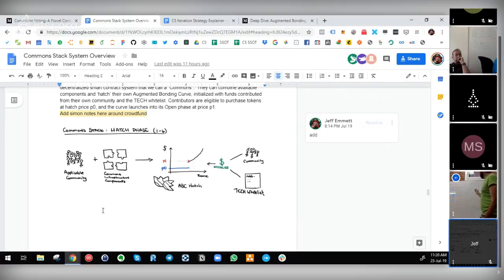Okay, so we're in the hatch phase. There is no bonding curve. The bonding curve is initialized by the hatch phase. In fact, the actual shape of the curve is determined by how much money is raised. So there is no bonding curve, and then the bonding curve is set at this interface, right? And that's when, okay, now we have a bonding curve.